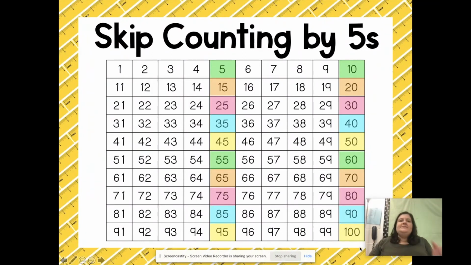If you notice as I'm skip counting, I'm going from 5, 10, 15, 20. If you look, I either have a 5 in the ones place or a 0 in the ones place. And as you notice, if I'm skip counting by fives, looking at my hundreds chart, it's only the fives column that is colored and the tens column that is also colored as well. So when you're skip counting by 5, your numbers are usually going to have either a 5 or a 0 in the ones place. And you're jumping over 4 numbers to get to the next one.